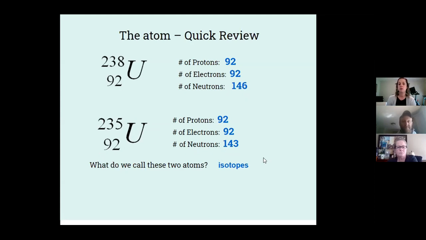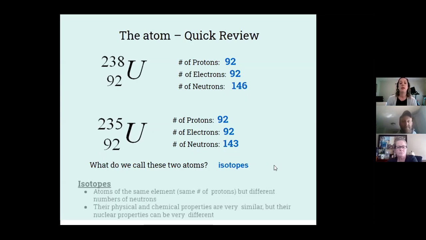Well, they're isotopes, which is a review from last week. Atoms of the same element that have the same number of protons but a different number of neutrons are considered isotopes. Remember that they share physical and chemical properties that are very similar, but their nuclear properties, or how stable they are, can be very, very different. In this case, uranium-235 is explosive and uranium-238 is not.